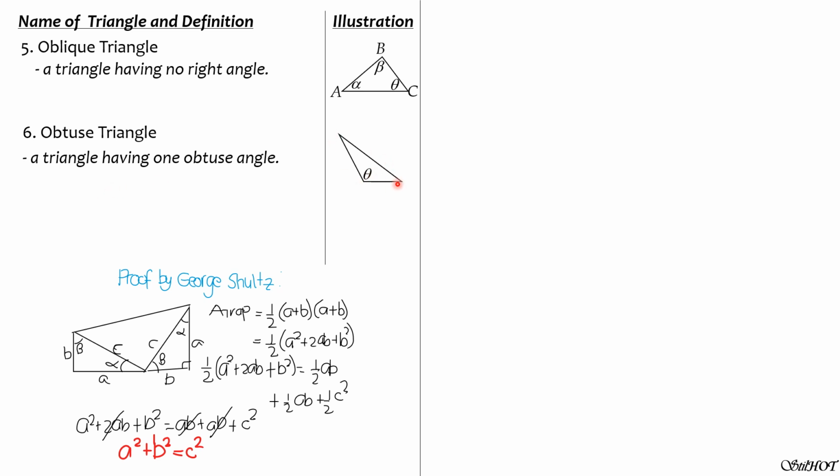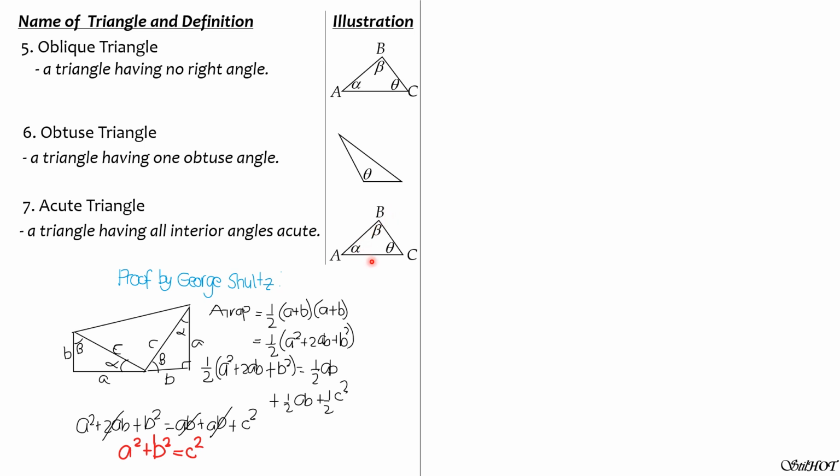Remember that the sum of the interior angles of a triangle is 180 degrees. Next is an acute triangle. A triangle having all interior angles acute. So like this, no angle exceeds 90 degrees. So all angles are acute. So that's an acute triangle. So this is the proof of the Pythagoras theorem.